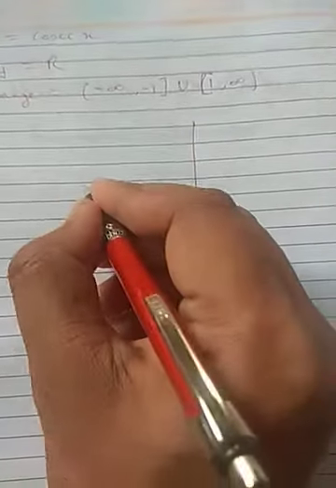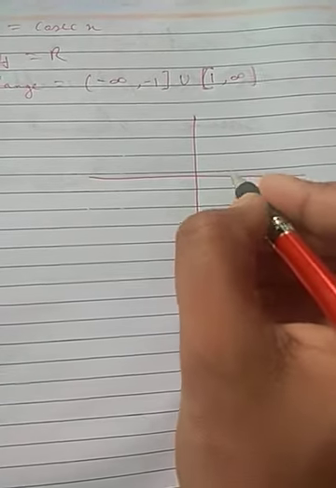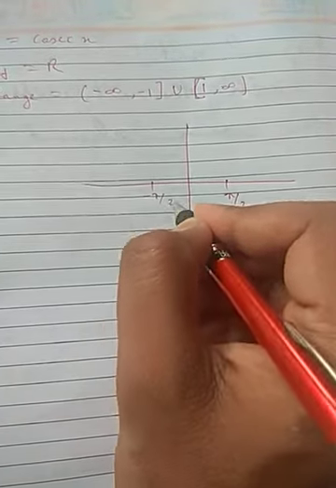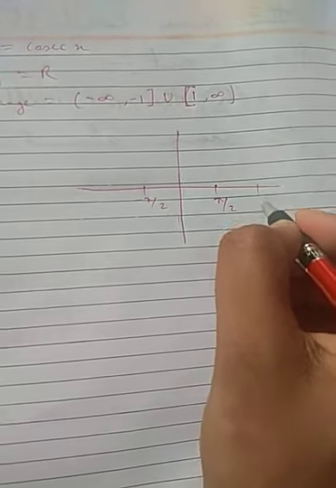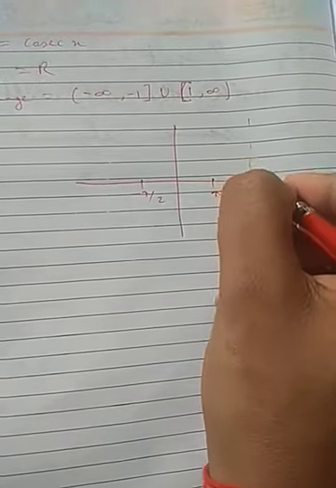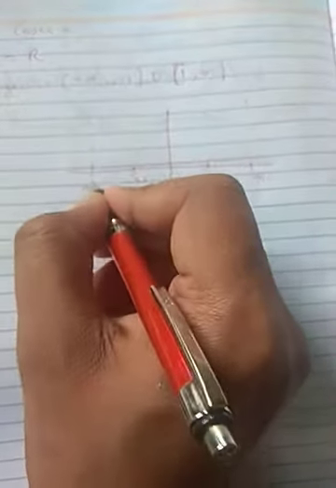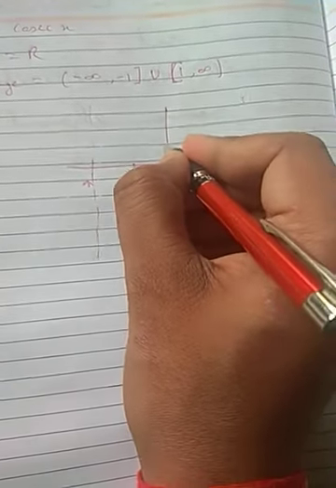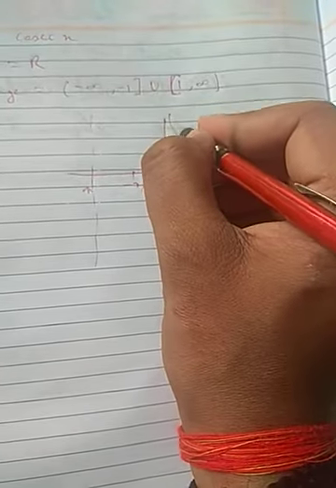The graph of the function will be similar to sec x, that is pi by 2 here, minus pi by 2 here, and 1 here. Pi will act as a boundary line, and here it is minus 1, here it is 1, and the graph will move like this.